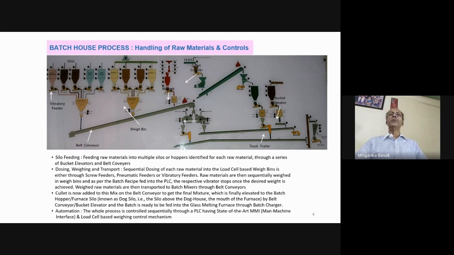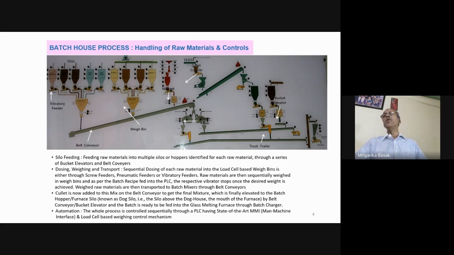Actually, the batch is fed into a furnace through a small block. That is a small block similar to the ones wherein the dogs normally stay. So the batch charger feeds the batch through this small opening. That's why it is called a doghouse. Now, above the doghouse, the dog silo exists.